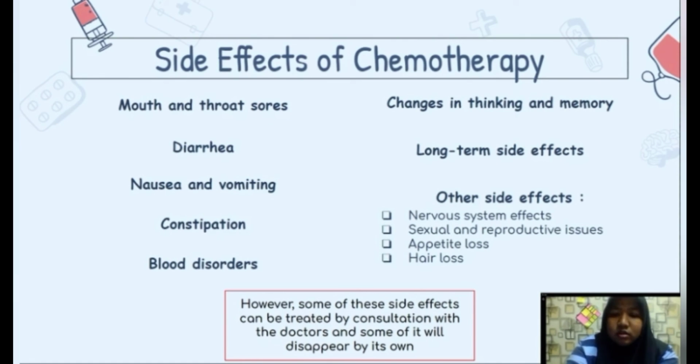And the last one here is long-term side effects. So long-term side effects means permanent damage to the heart, lung, liver, kidneys, or reproductive system. So here are some other side effects that I have listed, such as nervous system effects, sexual and reproductive issues, appetite loss, and hair loss.